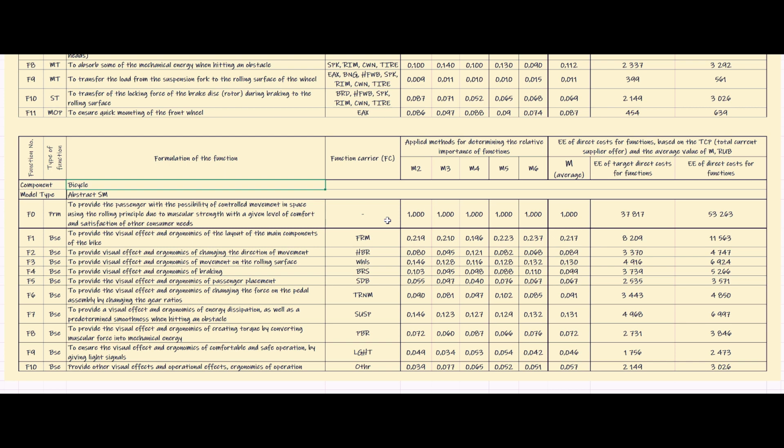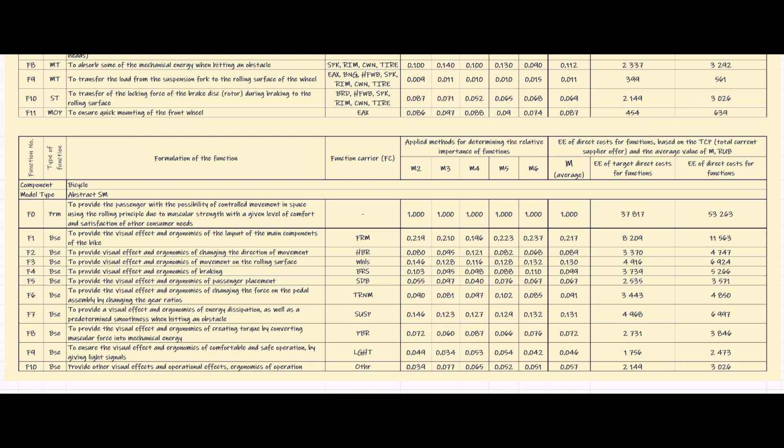Thus, in accordance with the description of the M2, M3, M6 methods, we assign one abstract function to each element of the structural model consisting of 10 elements. The significance of the newly formulated functions in the first approximation is given in the column block applied methods for determining the relative significance of functions of the tabular functional model.